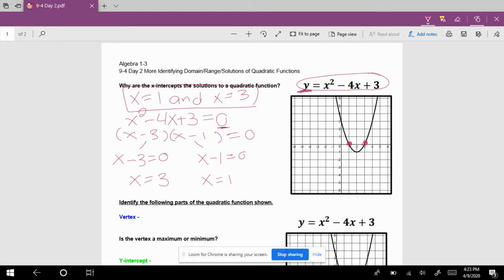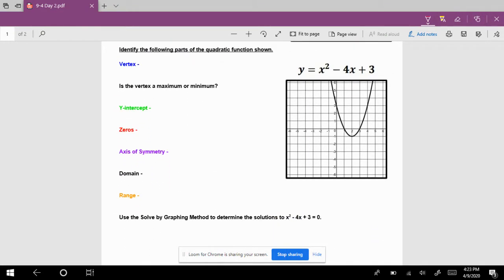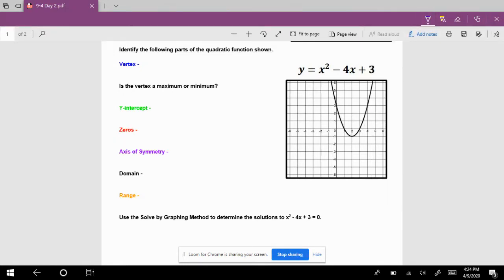Okay. All right, so now we're going to use the exact same graph, but I've just put it again down here, and we're going to answer all of these questions. We're going to identify the vertex and everything listed, and we're going to try to color code to help us out. So change to blue. What is the vertex of this function?